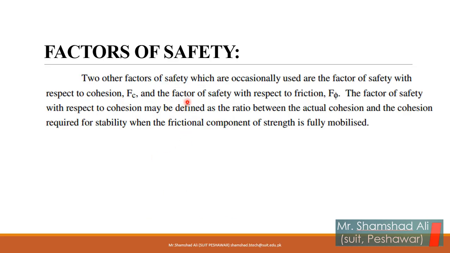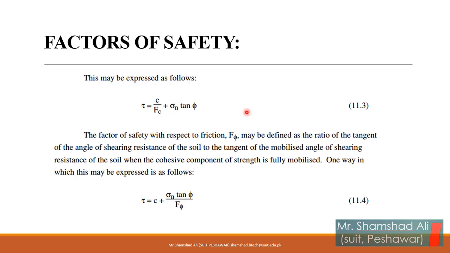Two other factors of safety which are occasionally used are the factor of safety with respect to cohesion, F_c, and the factor of safety with respect to friction. The factor of safety with respect to cohesion may be defined as the ratio between the actual cohesion and the cohesion required for stability when the frictional component of strength is fully mobilized. This may be expressed as follows: tau is equal to c divided by F_c plus sigma_n tan phi.